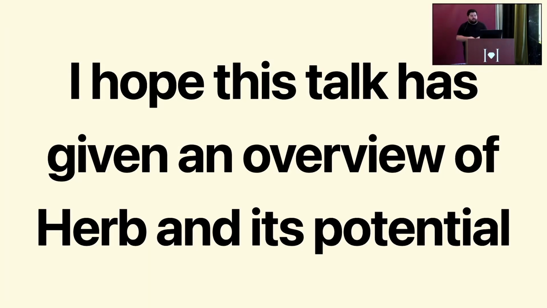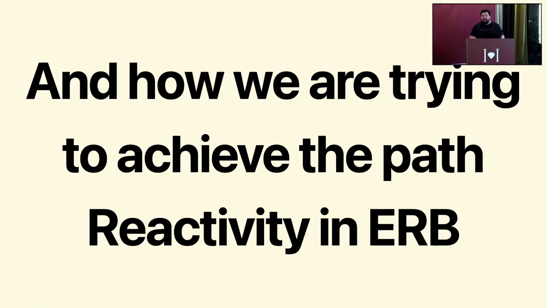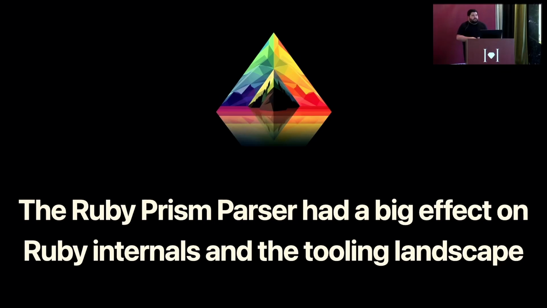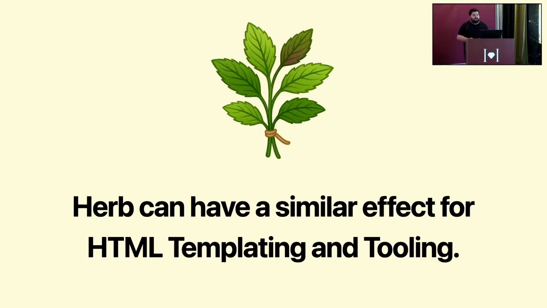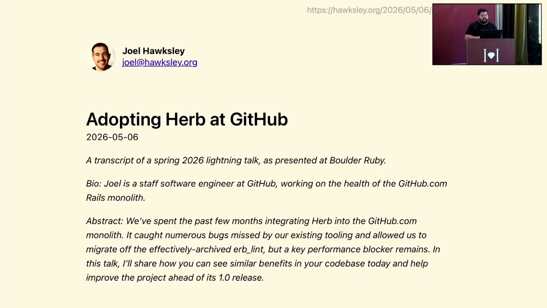So yeah, to conclude, I hope that this talk has given you an overview of Herb's potential and how we are trying to achieve this reactivity in ERB. Prism had a big effect on the tooling landscape for Ruby itself and the tooling around it, and I think that Herb can do the same for HTML templating and tooling. And I think this also just manifested yesterday, because GitHub has adopted Herb in their code base for github.com, which is now analyzing all their 10,000 view files on every push, which is a big achievement.